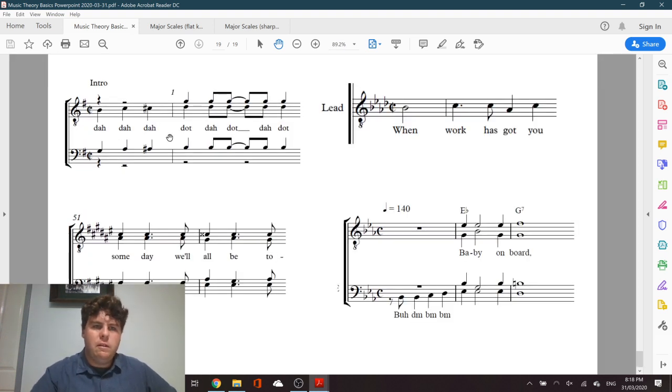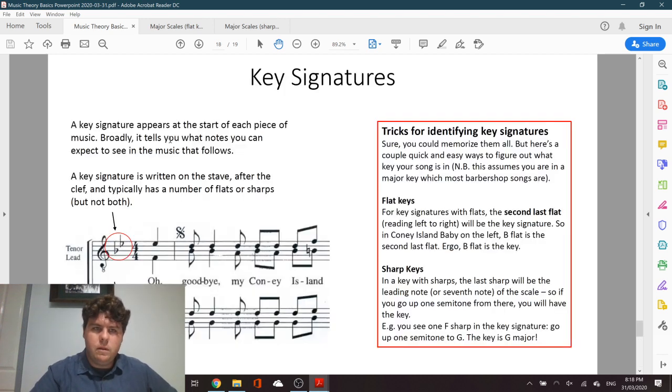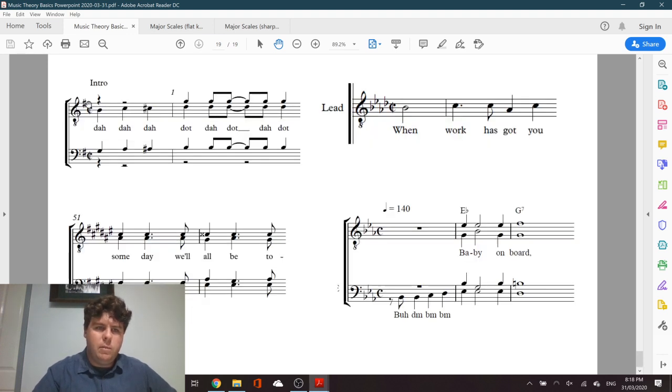And how do we figure out what the sharp was? If we go back one. Sharp keys. The last sharp will be the leading note or 7th note of the scale. So if you go up one semitone, you'll have the key. So F sharp, up one more note from F sharp is G. So this is in G major.